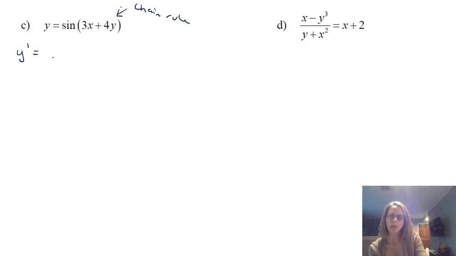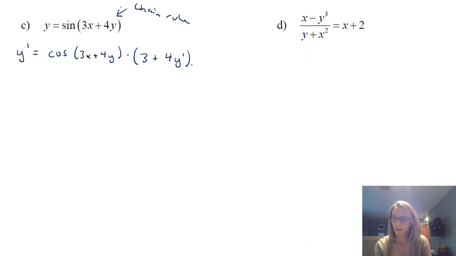So y prime equals derivative of sine is cosine. Keeping the inside the same, this is the chain rule from previous sections, and then we have to multiply by the derivative of the inside. Luckily, there's no product rule or quotient rule or anything crazy on the inside. We just take the derivative of 3x plus 4y, derivative of 3x, 3. Derivative of 4y is going to be 4 times the derivative of y, y prime.